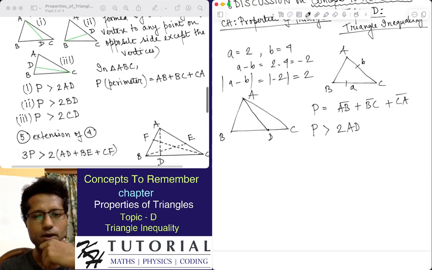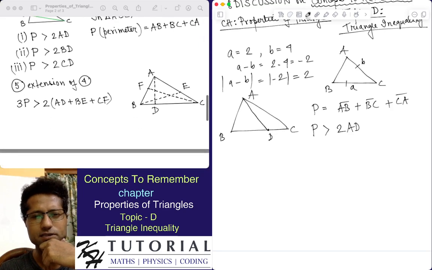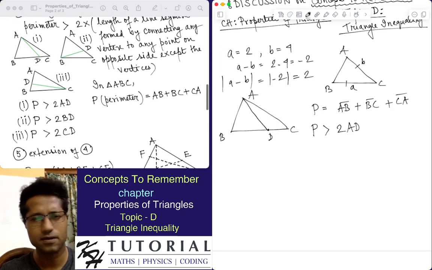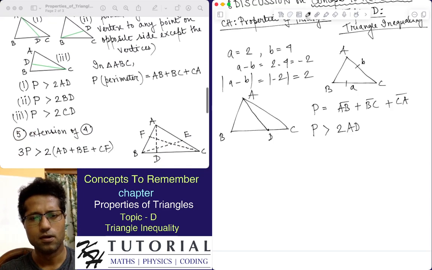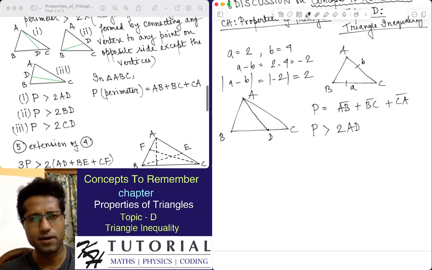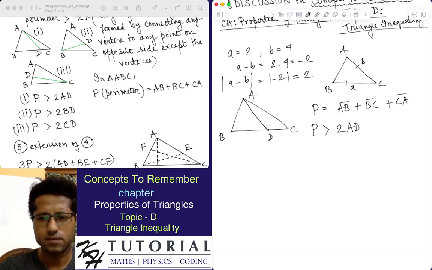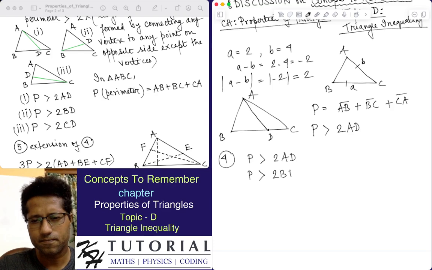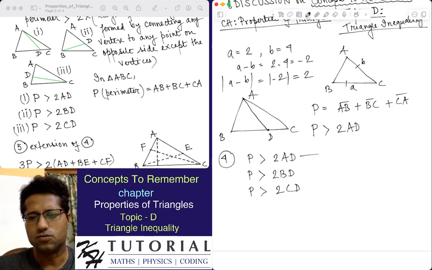Okay. Now point number 5 is basically an extension of point 4, utilizing the results from point 4. You see, in point number 4 we get three results: P is greater than twice AD, P is greater than twice BD, and P is greater than twice CD. So we have these three results.